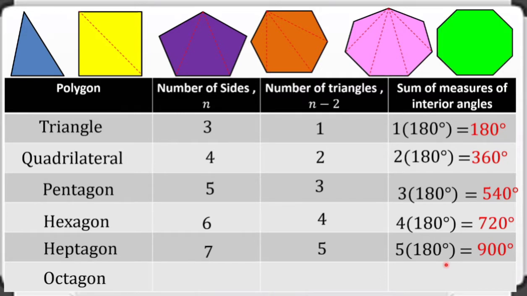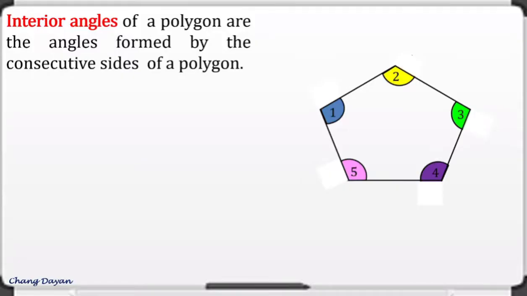Okay, last we have octagon. And octagon has 8 sides. Let's draw the diagonal para alam natin kung ilang triangle meron ang octagon. Okay, so ang octagon ay merong 1, 2, 3, 4, 5, 6. And in finding the sum of interior angles, we have 6 times 180 degrees. And we'll get 1080 degrees.